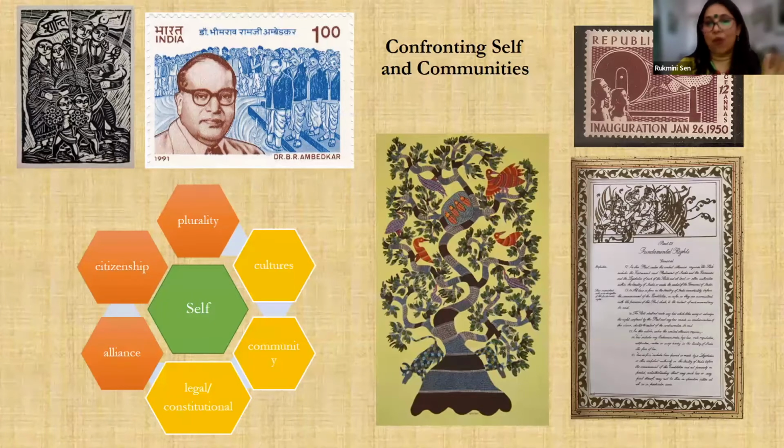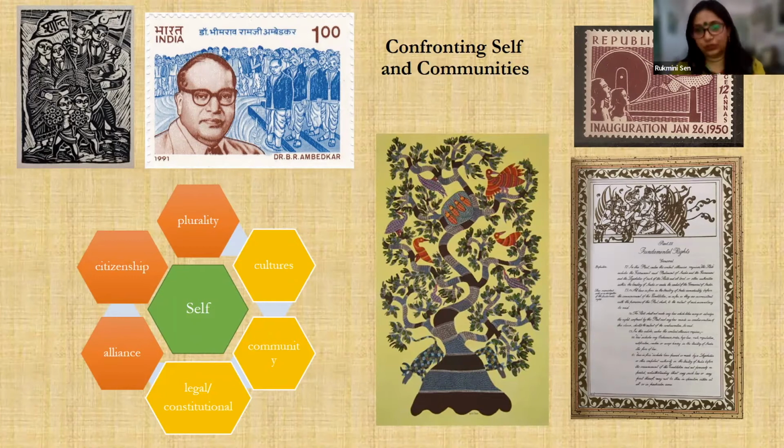an observation of a court marriage. Let's say one is observing, or one is doing an interview with a social movement person. So culture, community, and law and the constitution is one set of encountering that is happening where the self and the community are interacting.